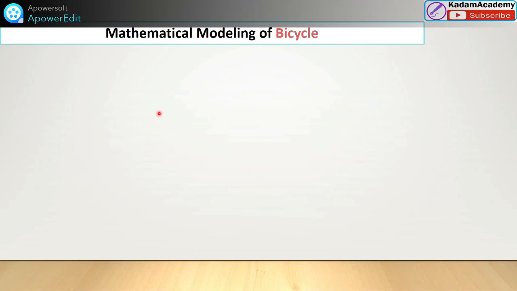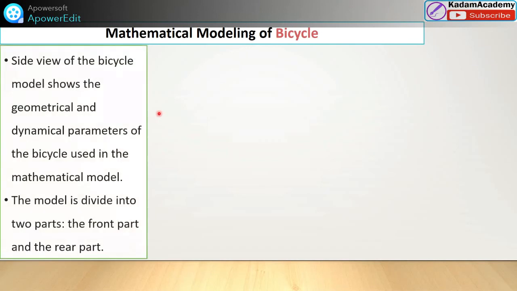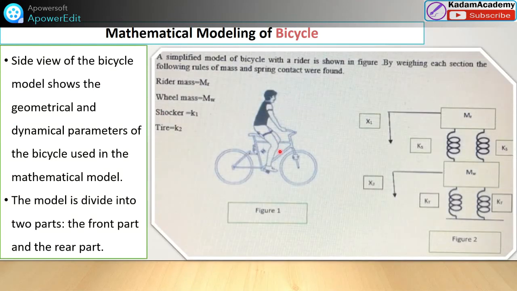During the mathematical modeling of a bicycle, it is possible to distinguish between different approaches, and some consideration must be given when solving this. I will show you the side view of the bicycle model in this diagram. This is the simplified model of a bicycle with the rider shown in this figure.